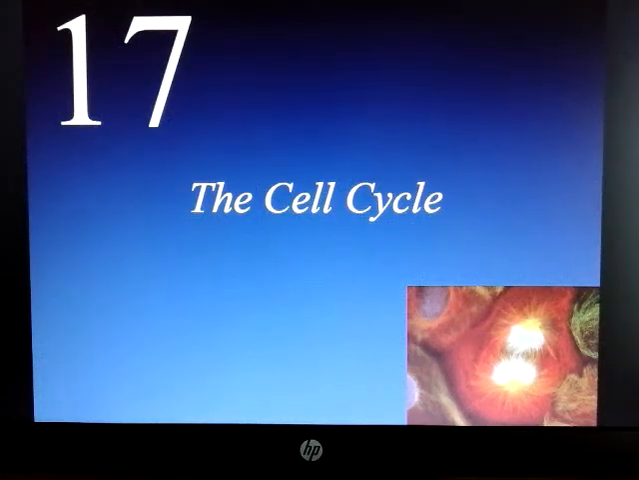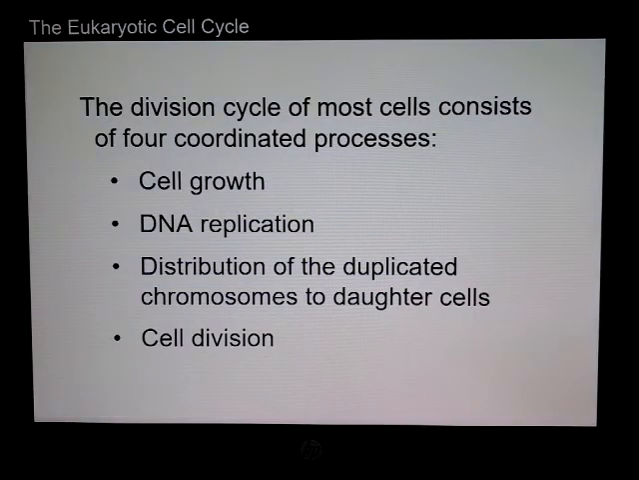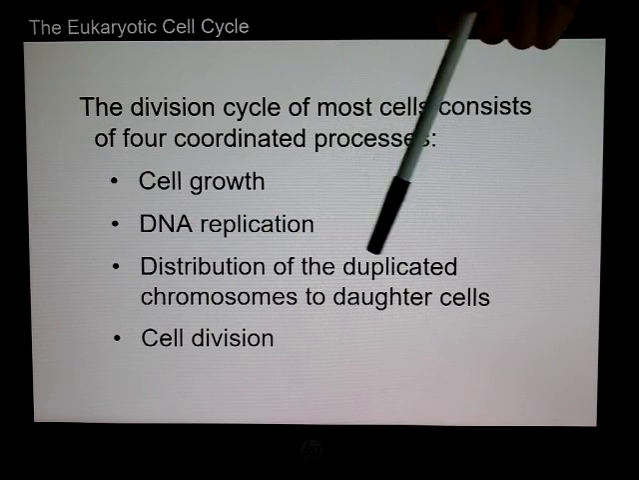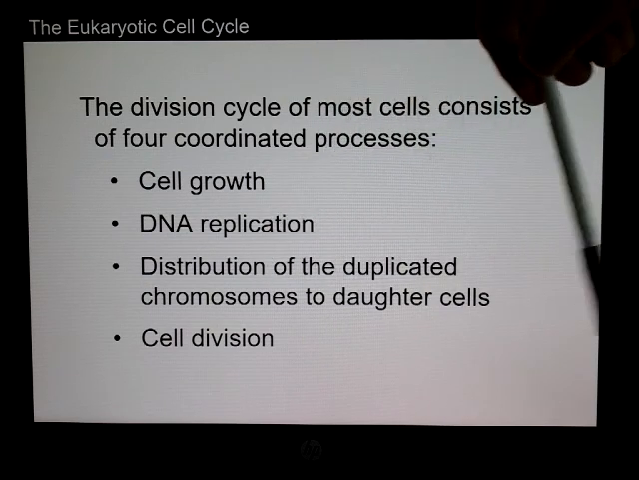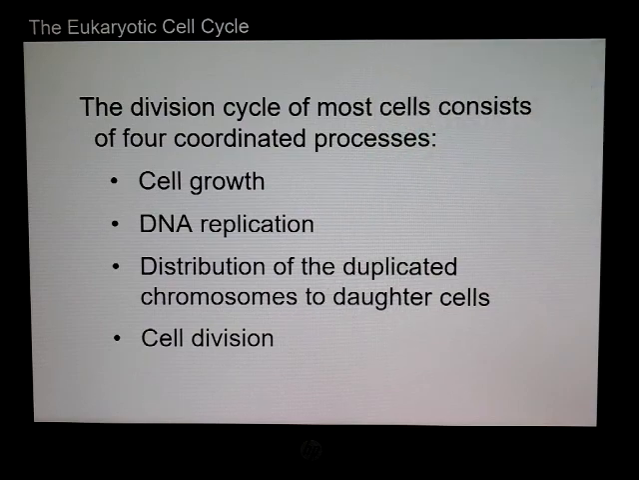Chapter 17 deals with the cell cycle. So the cell cycle is divided into 4 different processes. The first is cell growth, then DNA replication, distribution of the duplicated chromosomes to daughter cells, and then finally cell division.